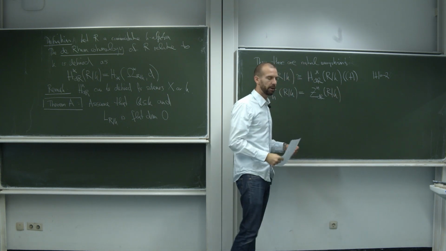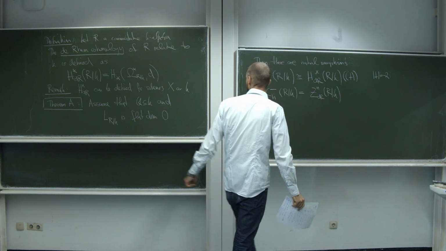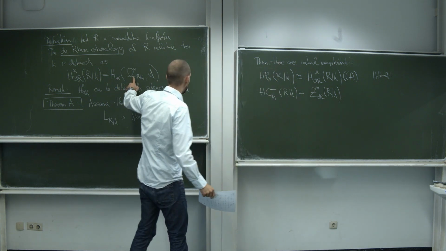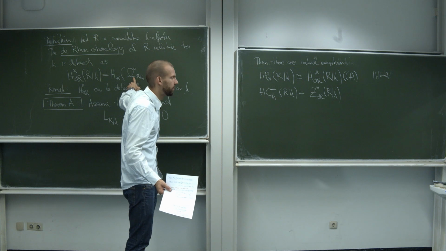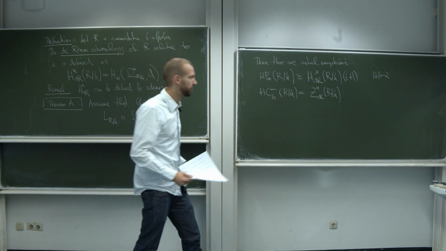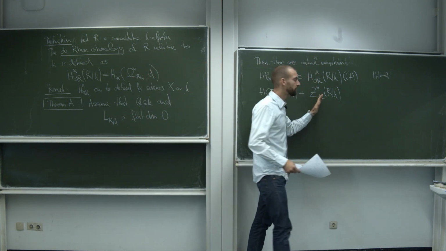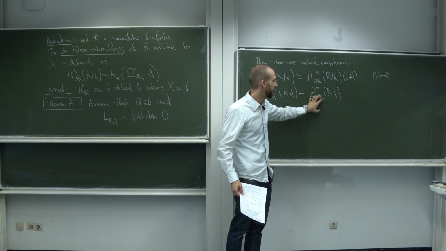So what I mean by that is, I take the de Rham complex and I take the cycles in this complex in degree n. In other words, closed forms of degree n. But I don't quotient by boundaries. That's the difference to saying Hn.